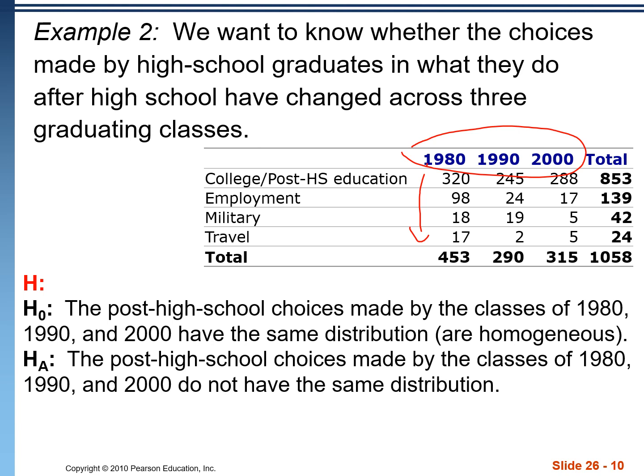Hypotheses: the post-high school choices made by the classes of 1980, 1990, and 2000 have the same distribution. They're homogeneous is another way we can write this. The prefix homo means the same. Alternative is that they do not have the same distribution.